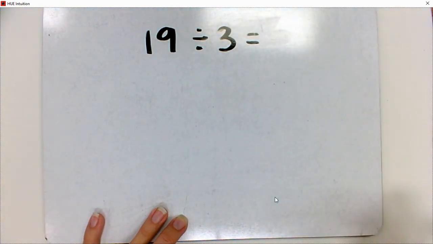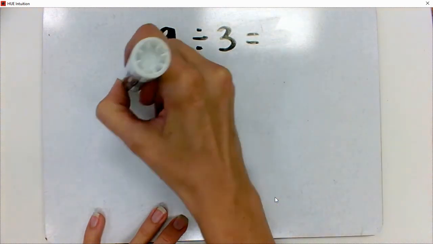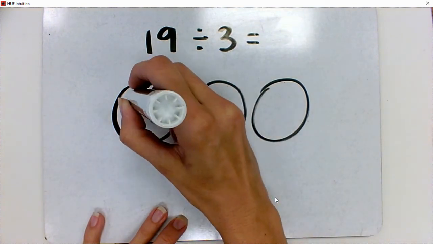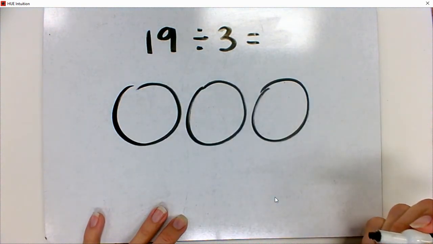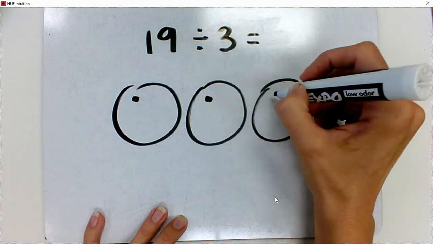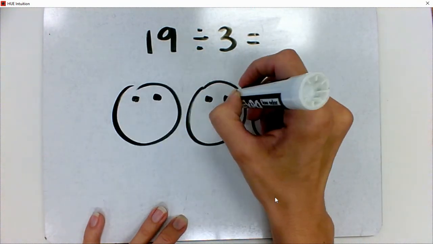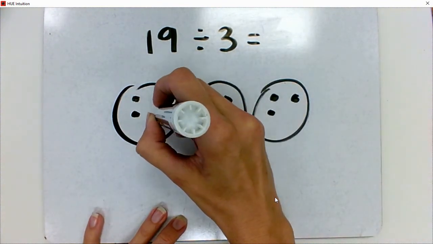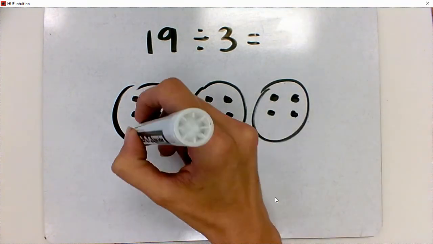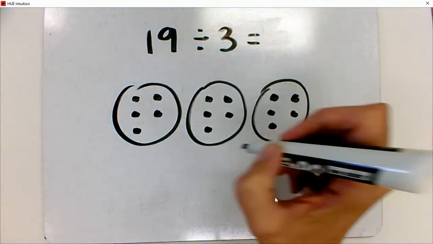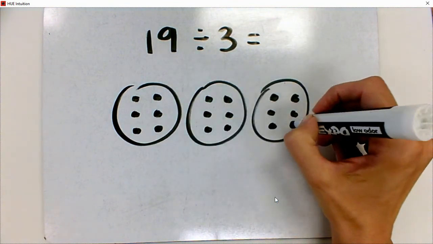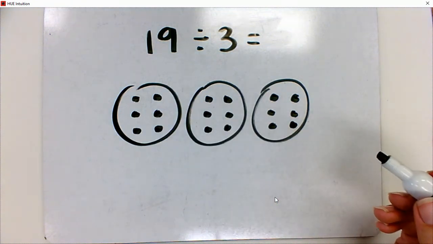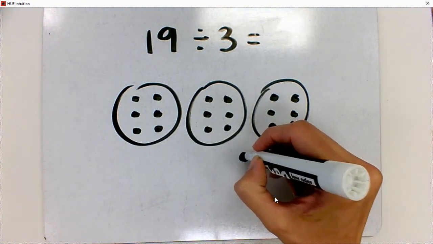Once again, I'm dividing 19 up into 3 equal groups, so I'll draw 3 groups. And I'll start the same way I did before, making sure to stop when I've dealt out all 19 dots. 1, 2, 3, 4, 5, 6, 7, 8, 9, 10, 11, 12, 13, 14, 15, 16, 17, 18. Just one dot left. I can't put it in any of these groups or they will not be even. I'm going to set it off to the side.